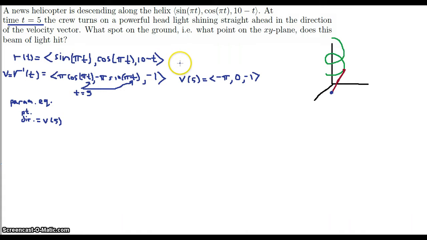A point on the line would be, when we start at time t equals 5, this particular point here, this purple point, this point I have represented by this purple dot here. It's going to be a position. I'll write it as a point. If I put a 5 in there, I'll get sine of 5 pi, cosine of 5 pi, which is negative 1, 10 minus 5, which is 5. That gives me that point out in space.